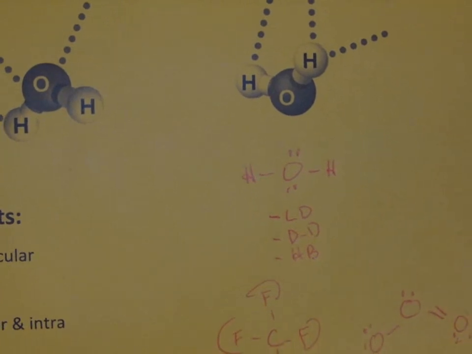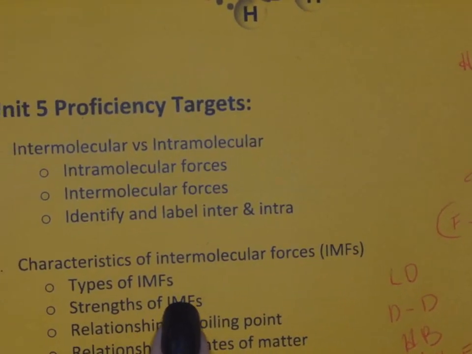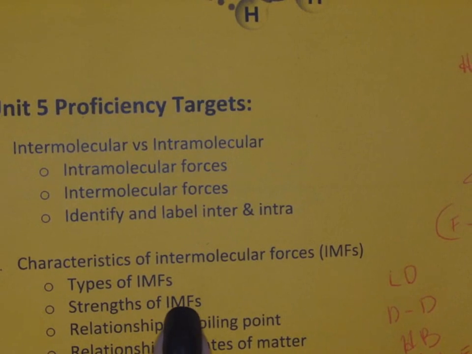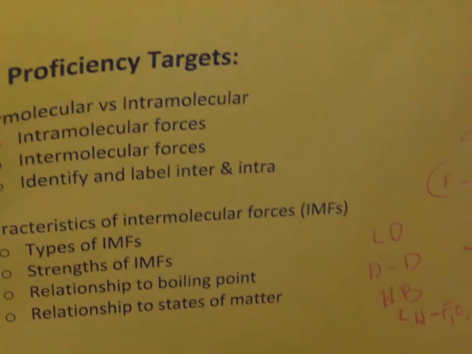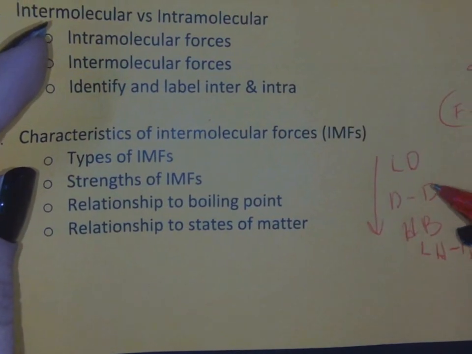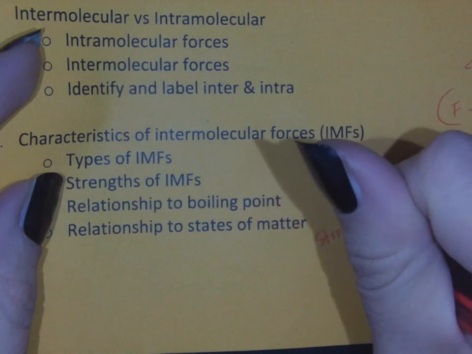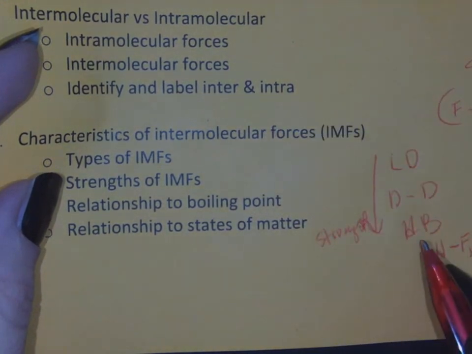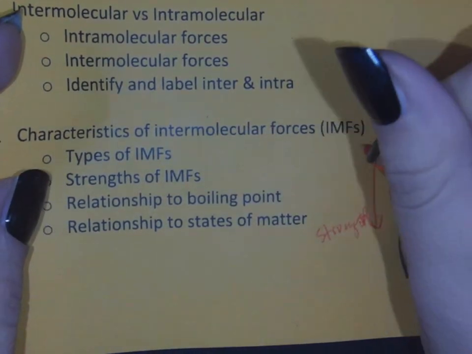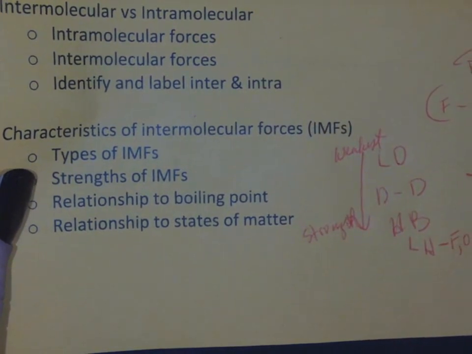Relative strength. Okay, so strength of IMFs. Hydrogen bonding is the strongest. London dispersion is the weakest. So if I was looking at London dispersion, dipole-dipole, and hydrogen bonding, we are the strongest with hydrogen bonding, and we are the weakest with London dispersion. Okay.